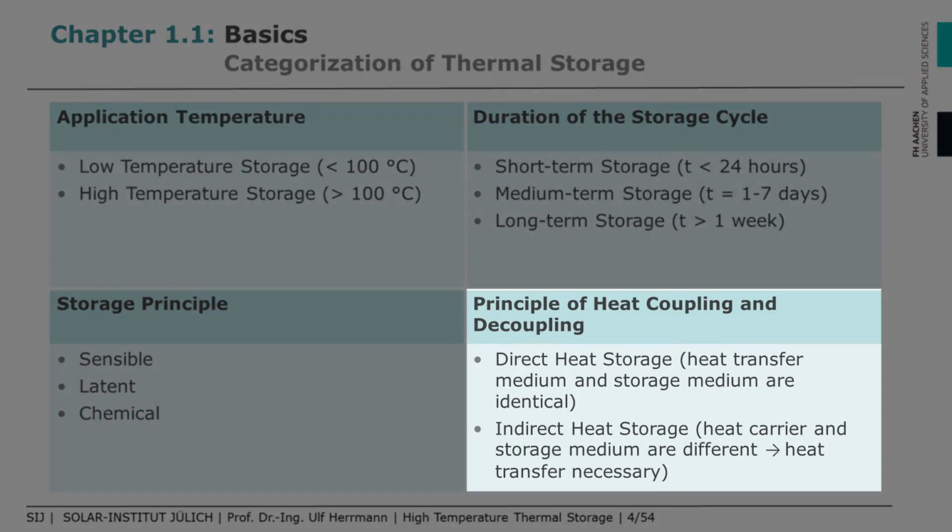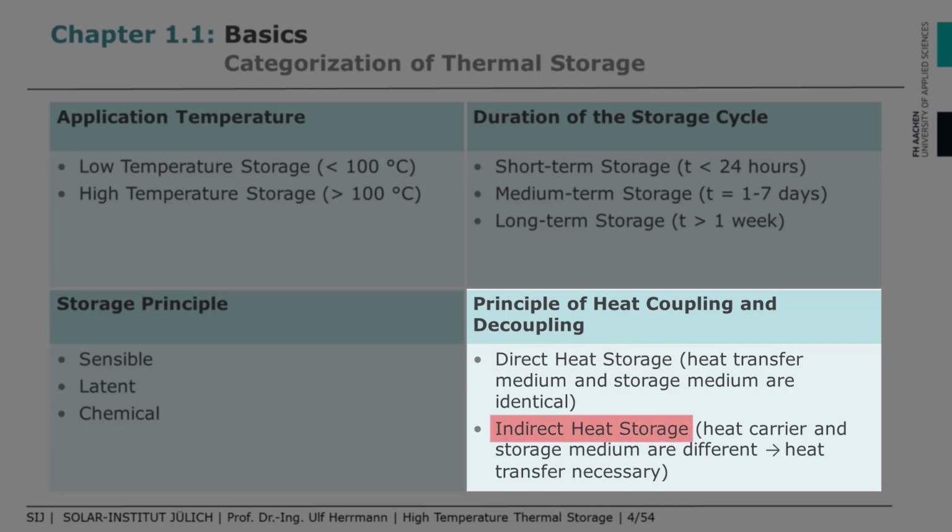Storage units can also be subdivided according to the process of heat input and output as shown here on the bottom right. The heat input or output can be either direct or indirect. Direct means that the storage medium is the same as the heat transfer medium. It is heated outside the storage tank directly in the process, and then the medium is fed into the storage tank for storing. A well-known example for this is the typical hot water storage tank of a solar system, where the water is heated in the collector and then filled directly into the hot water storage tank.